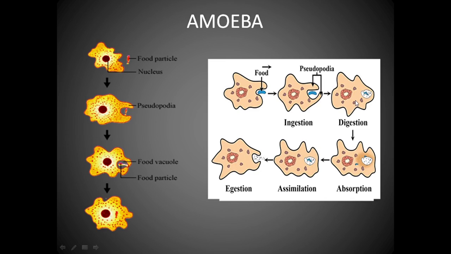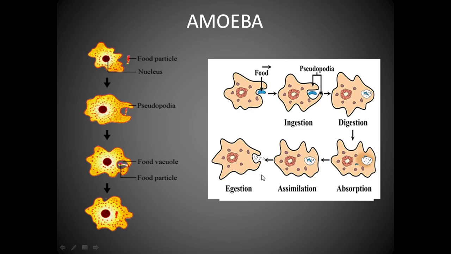In the digestion step, you can see the blue color food particle is still inside the food vacuole, whereas in the next step the digested food particle is now in the cytoplasm. So diffusion has taken place. Now absorption is attained. Next, assimilation, where the utilization of digested food in the body takes place.